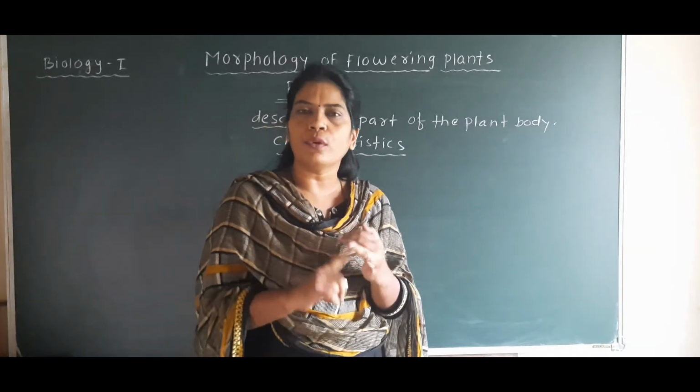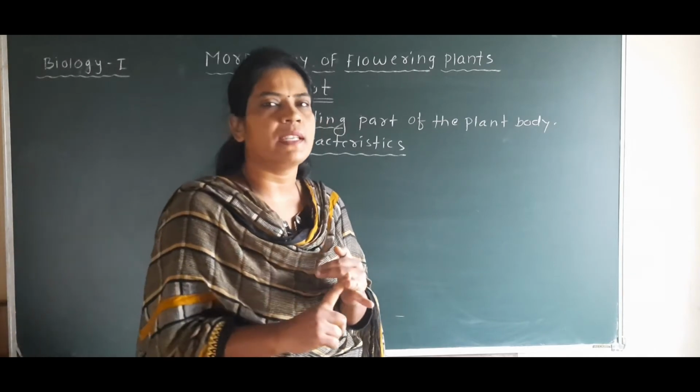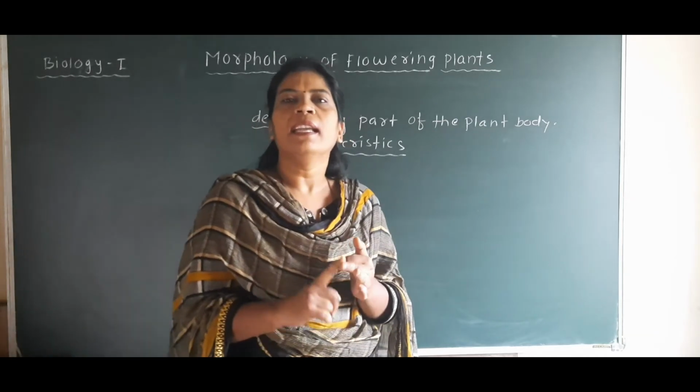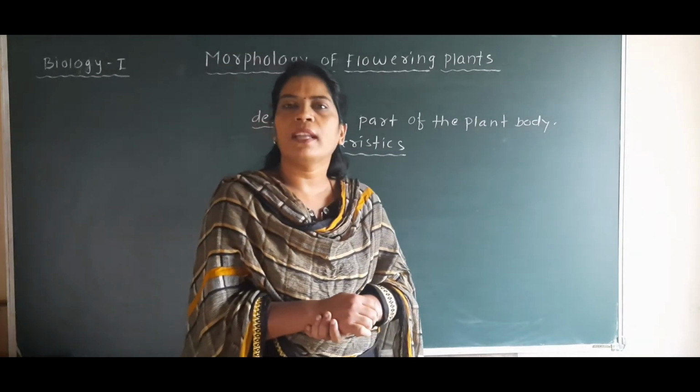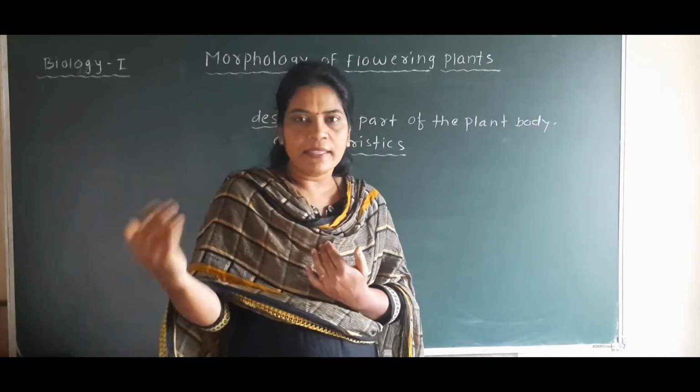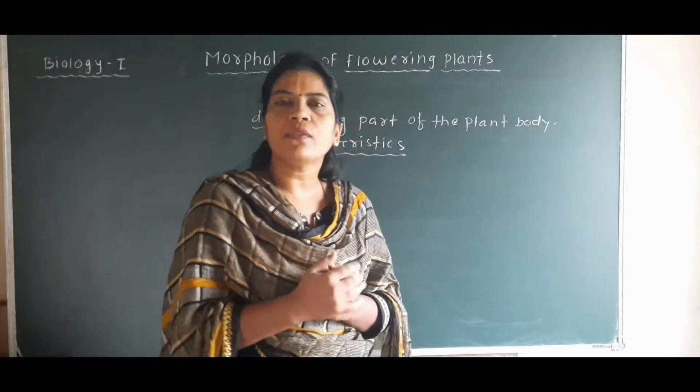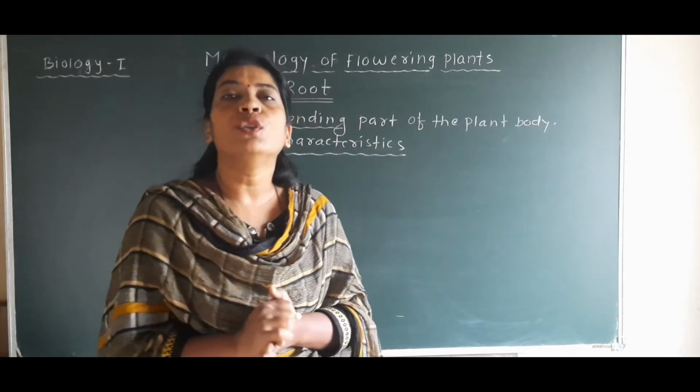Second one is it grows towards the water because water is present in the soil. Third one is that it always grows away from the light. That's why they are negatively phototropic. And the next one is that these roots are non-green.